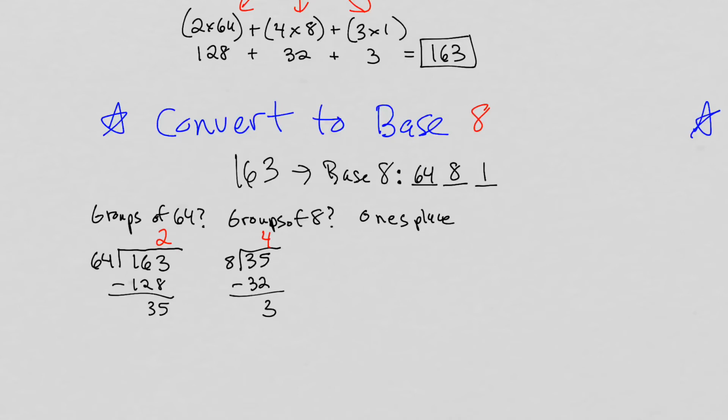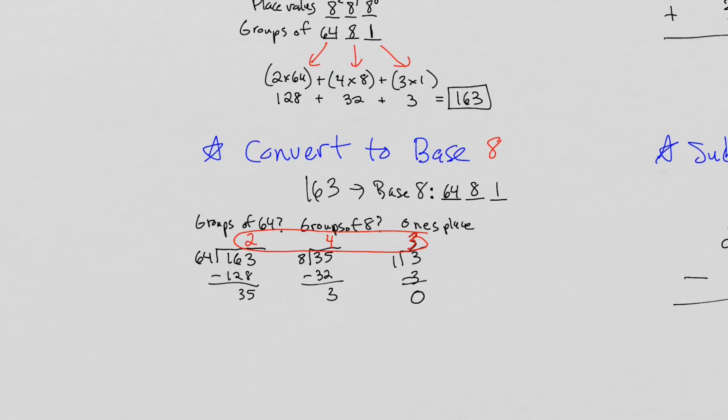And then the ones place is just going to be the 3 remaining. So how many ones are there in 3? And this 0 right here is just to confirm that we don't have any more to account for. They're all gone. We've used them all. We've made 2 groups of 64, 4 groups of 8, and 3 ones. So that's your answer right there, 243. Okay, so that's converting to base 8.